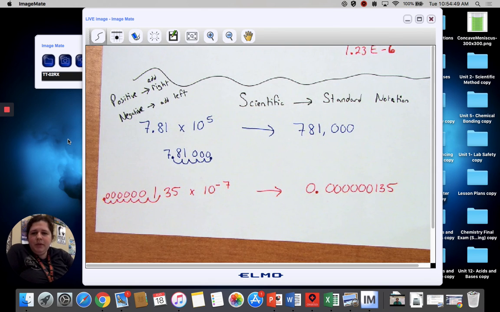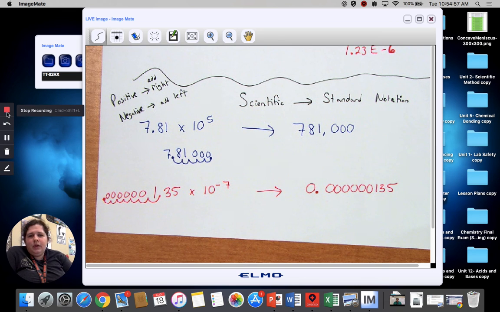Alright, so I hope this helps with scientific notation. You're going to have a lot of problems on this because we are going to be doing scientific notation quite a bit throughout the year. Make sure that you are comfortable with both standard and scientific notation so that when we do get to those calculations, you're good to go.